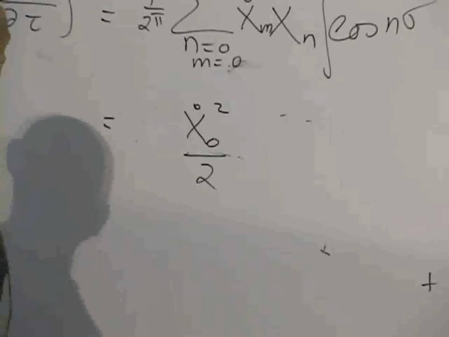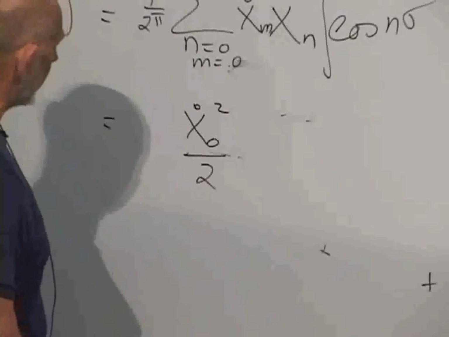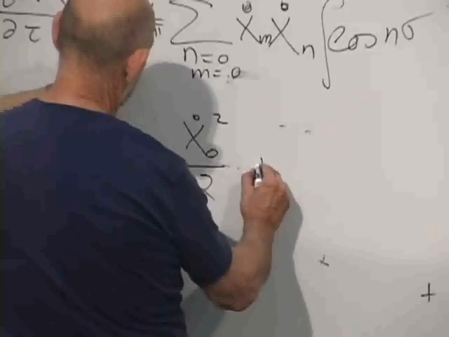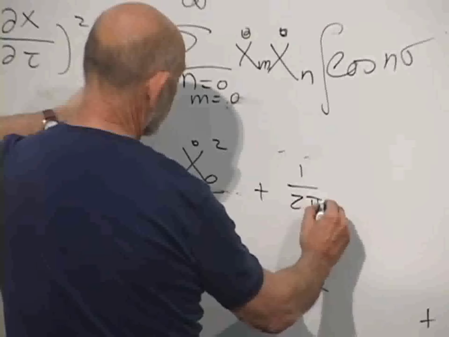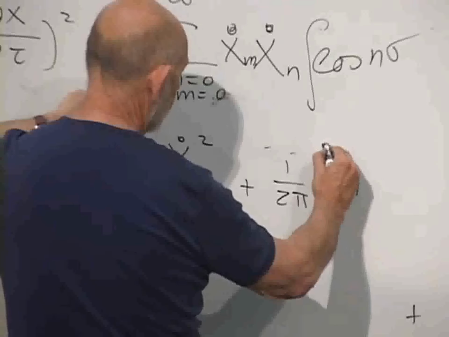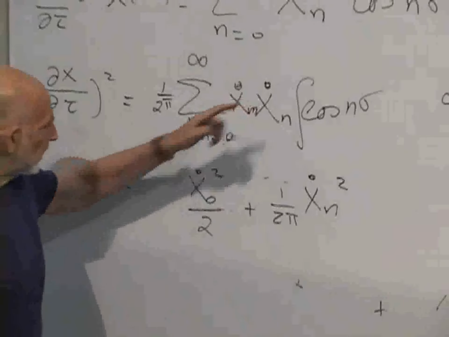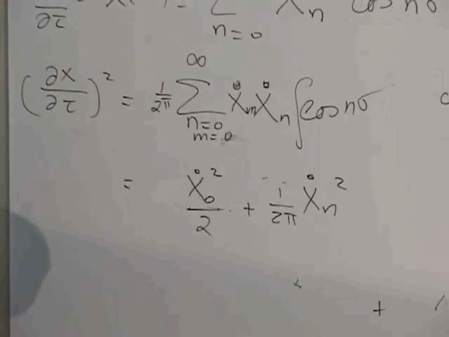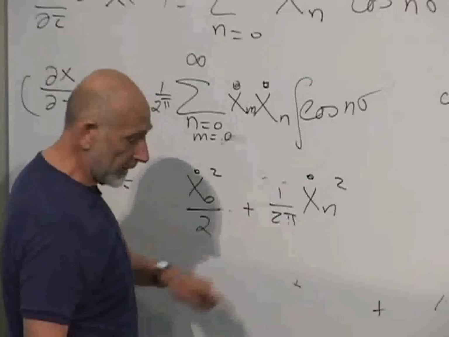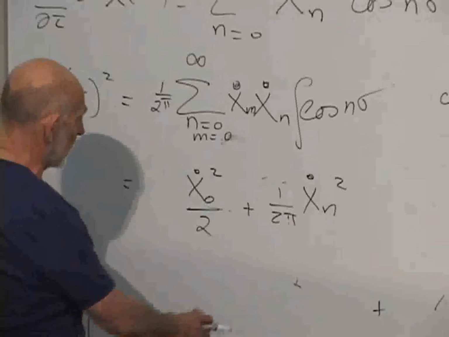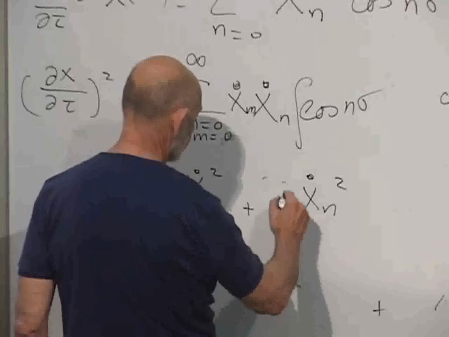The other terms are a sum from n equals 1 to infinity. Let's see what they have. Let's put them in. Plus 1 over 2 pi xn dot squared. There are no terms with n not equal to m. And then what's the integral of cosine squared of n sigma? Pi over 2, right? So the pi's will cancel, and we'll get an extra factor of 2 downstairs, which will make it overall a 1/4.